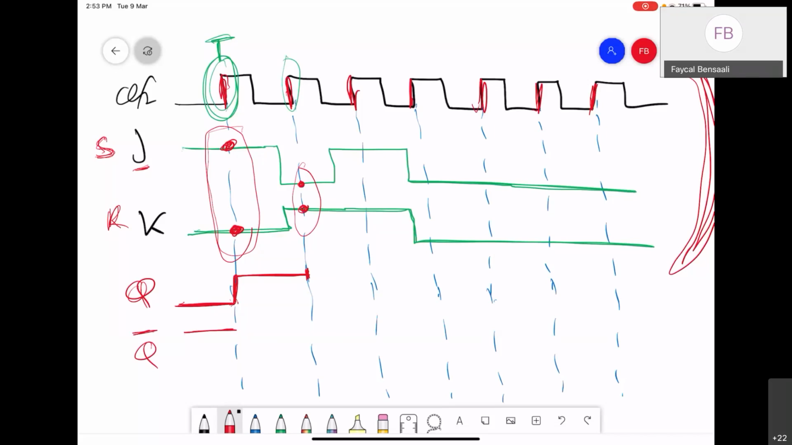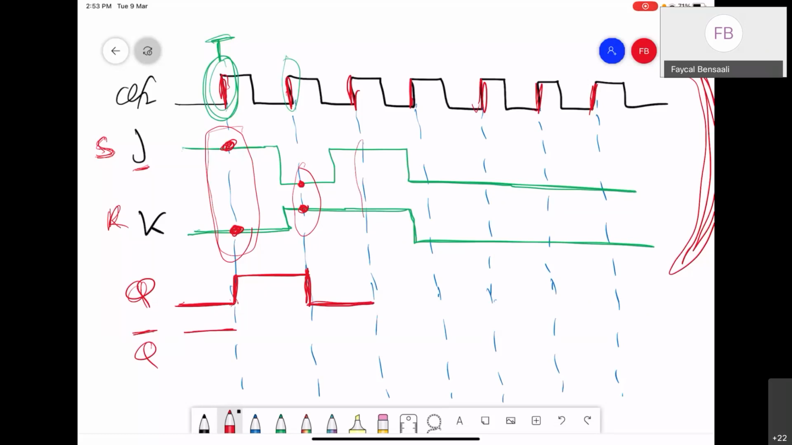So J is 0, K is 1. This means it's a reset. If you check the truth table for J and K, 0, 1 is a reset. This is in the slides. Reset means Q is 0. It goes to 0, and then we go until the next rising edge.